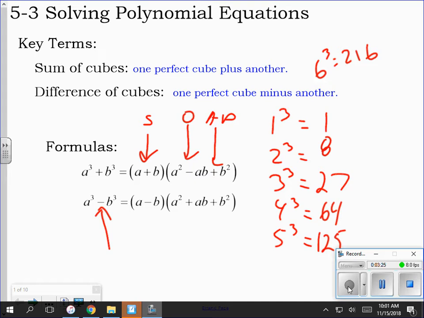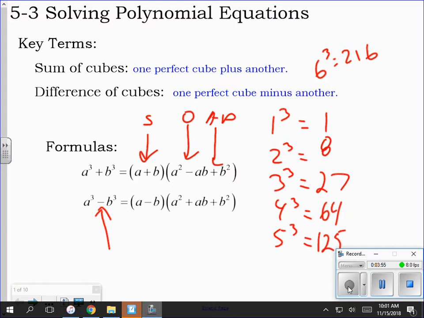You need to be able to look at a problem and go, oh, that's 125. That's 5 cubed. Because if you can't look at it and see 125 as 5 cubed, you can't recognize that you have the sum or difference of 2 cubes. And if you don't have the sum or difference of 2 cubes, it doesn't do you any good if you can't recognize the numbers that are perfect cubes. You have to know. And I can't do that for you. You have to have those memorized.